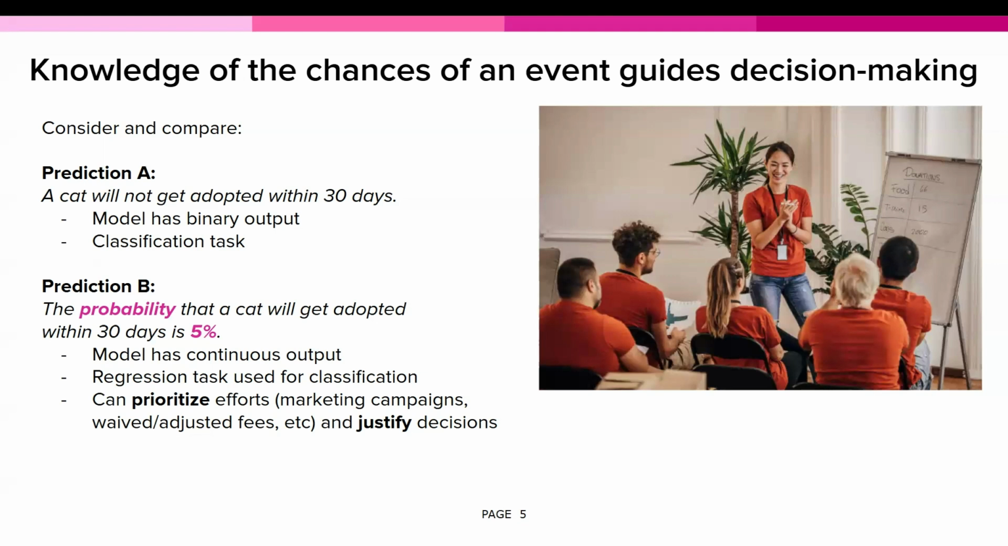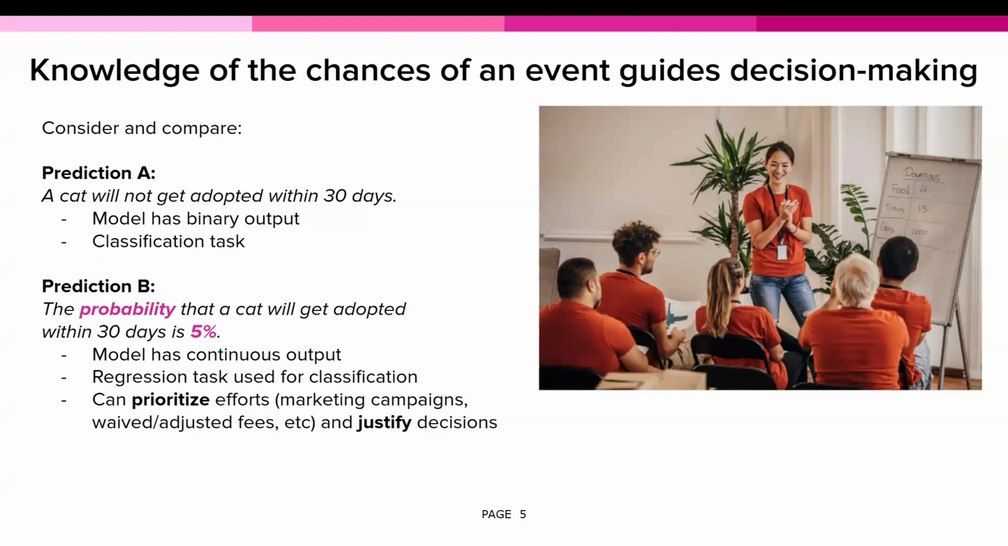And so this allows us to prioritize our efforts. So for example, we can focus on cats that have the lowest adoption probabilities, for example, by adjusting adoption fees or maybe launching a targeted marketing campaign. And so this distinction is important because it actually helps with generalization, which is critical for making decisions about future cats that arrive at the shelter.